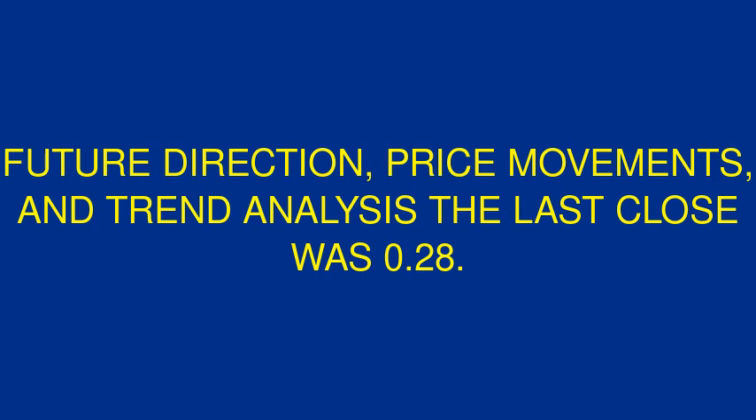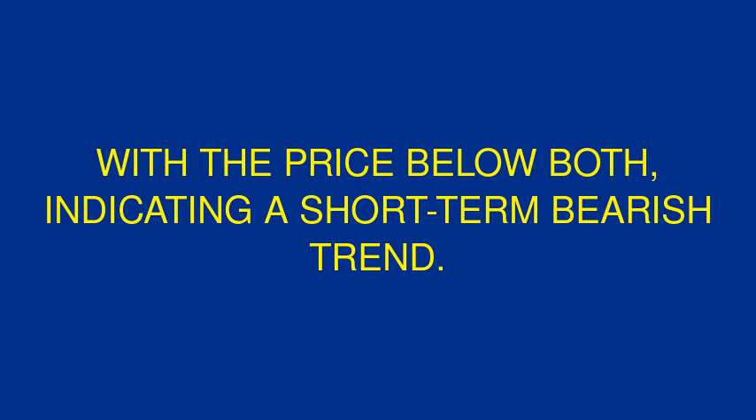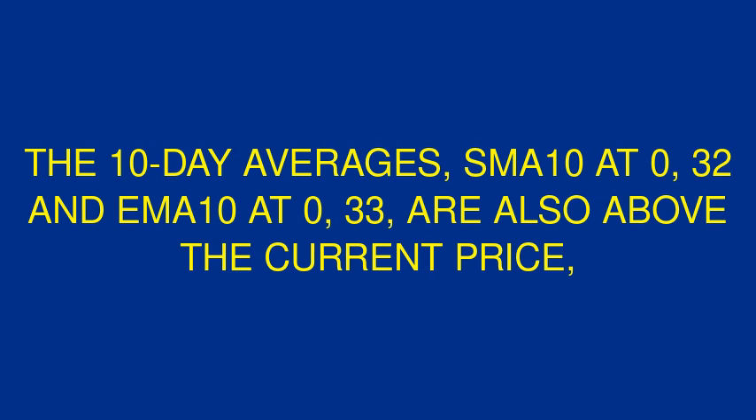direction. Price movements and trend analysis. The last close was 0.28. The 5-day simple moving average SMA5 is 0.31, and the exponential moving average EMA5 is 0.31, with the price below both, indicating a short-term bearish trend. The 10-day averages, SMA10 at 0.32 and EMA10 at 0.33, are also above the current price, reinforcing short-term weakness.